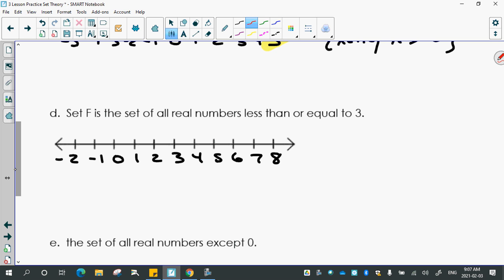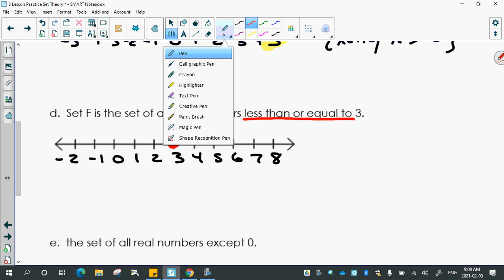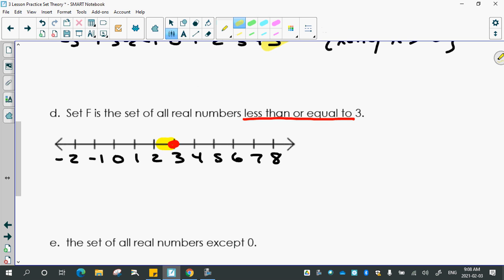So is 3 in the set? Yeah, less than or equal to. So 3 is in the set, so we have a closed circle. And then to be in the set, you have to be less than or equal to 3, so this way. And draw all the way to the end, and then make a big arrow out of our highlighter. Okay.